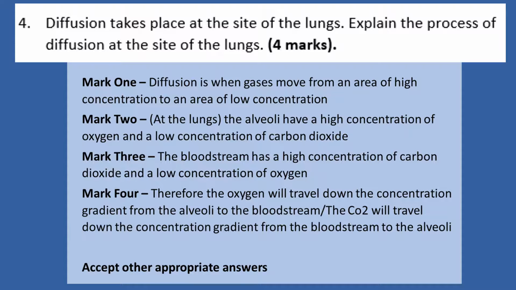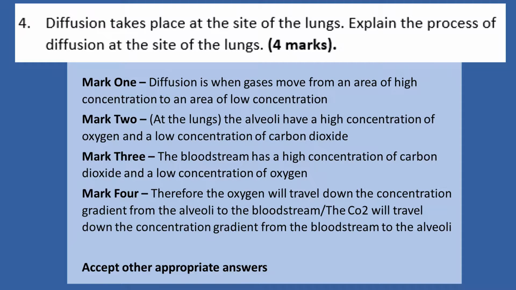Then for the next 2 marks, we need to explain what that really means. So at the site of the lungs, the alveoli have a high concentration of oxygen and a low concentration of carbon dioxide. The bloodstream has a high concentration of carbon dioxide and a low concentration of oxygen.